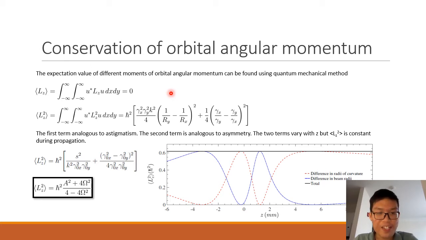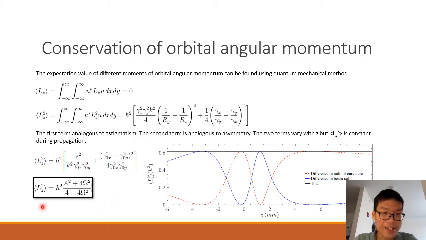However, the interesting thing comes when we find the second moment. It is actually non-zero, so that indicates that a simple astigmatic beam has a finite variance, and it is dependent on the difference in the radii of curvature and of the beam radii. These two terms are z-dependent, but their sum, as you can see in the graph here, is actually a constant, because OAM has to be conserved as the beam propagates.